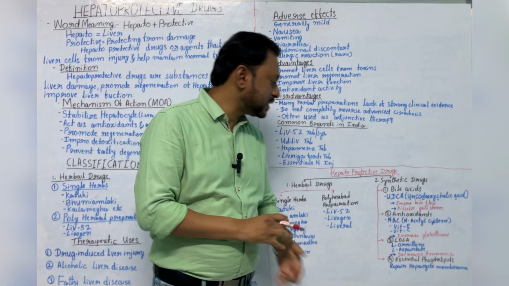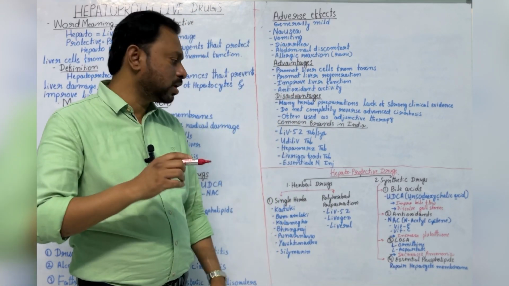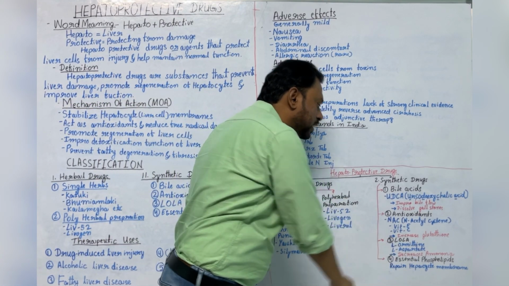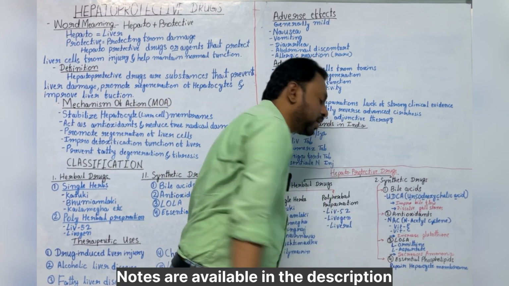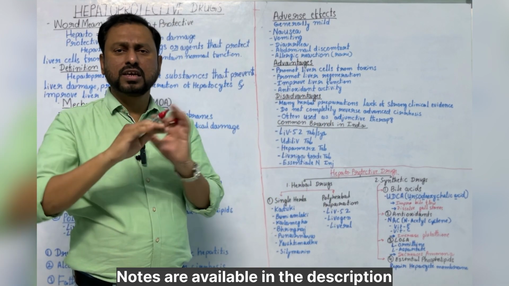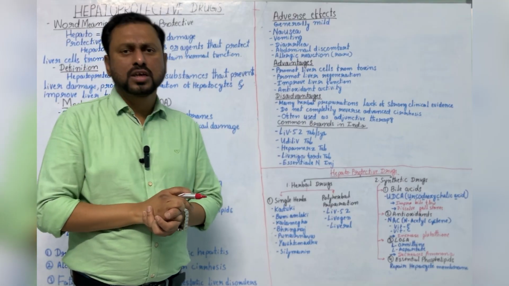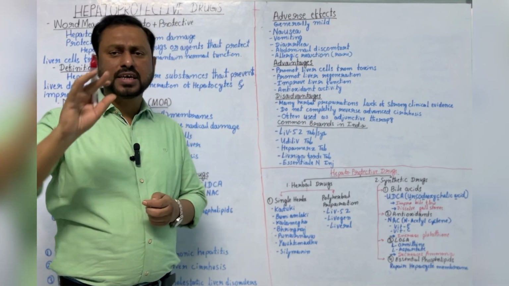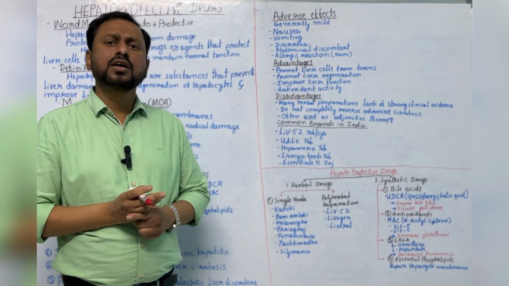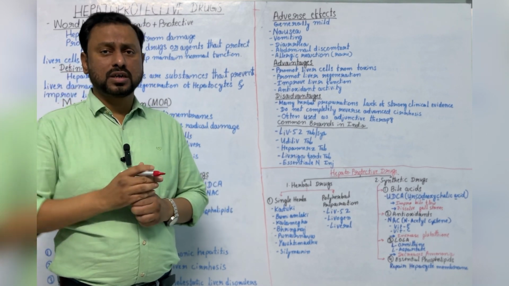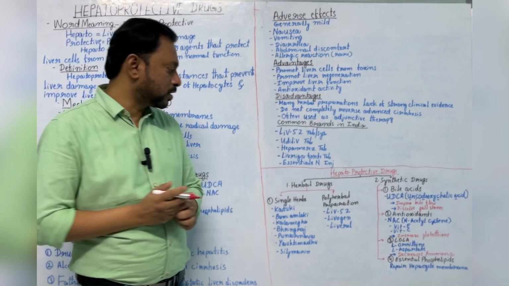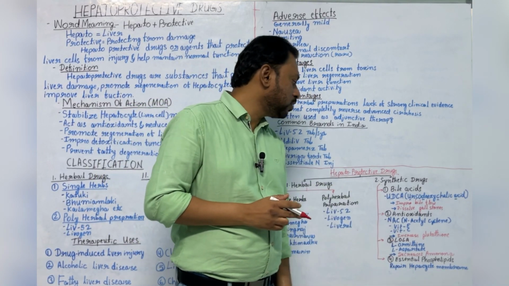The next one is the essential phospholipid. This is the fourth one in the synthetic drugs. This class of drugs repairs the hepatocyte membranes. Whenever the hepatocyte, the liver cell membrane, is damaged, these drugs are helpful for repairing the hepatocyte membrane. Due to that, these drugs act as hepatoprotective. This is the fourth class, essential phospholipid.